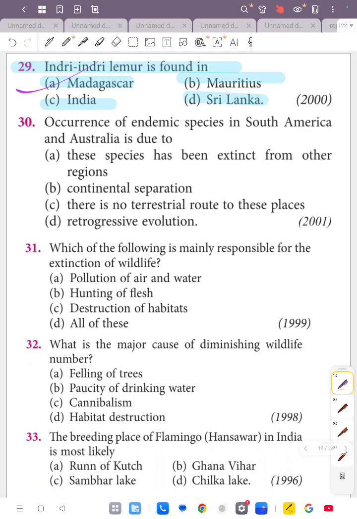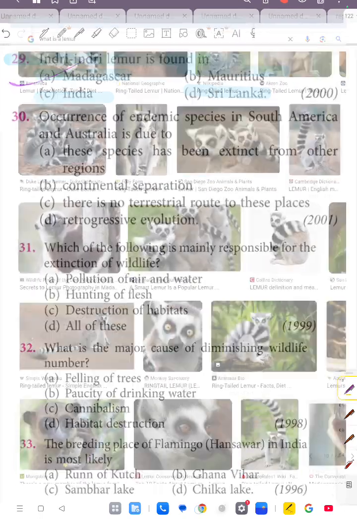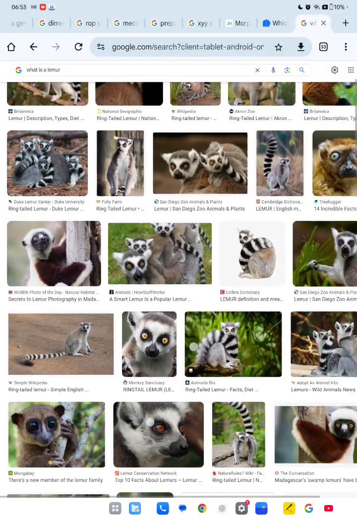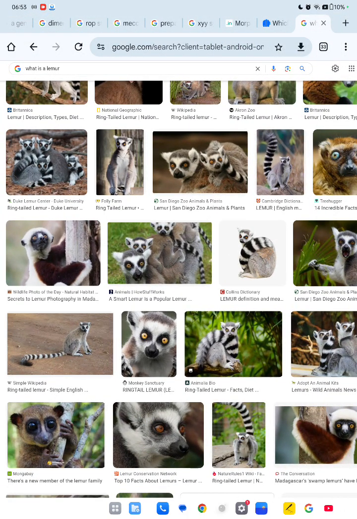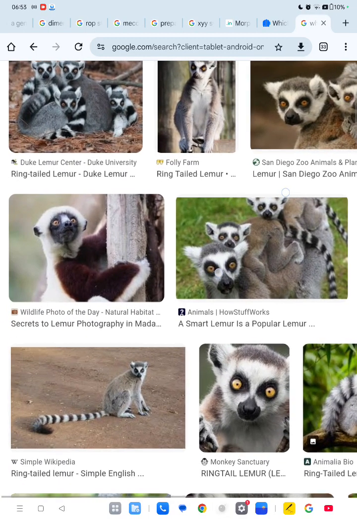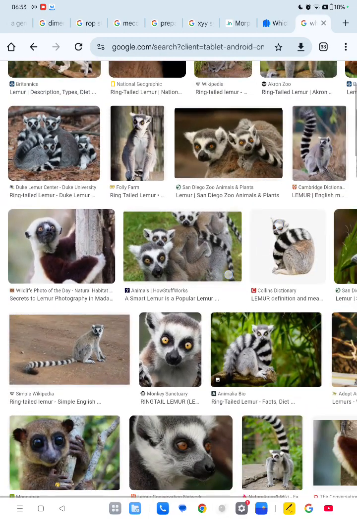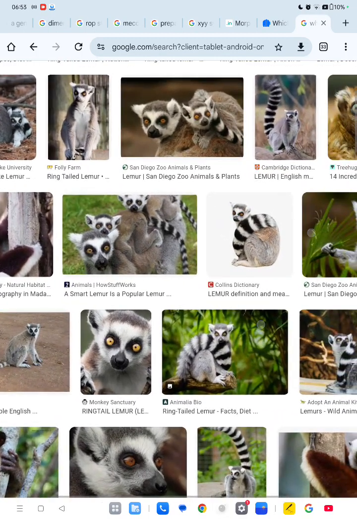If you are really interested, I'm going to show you a picture of what a lemur actually looks like. This is pretty much what they look like, right? You can see the really long tail. Look at the eyes. Long-tailed, big eyes. That's pretty much what a lemur actually looks like.